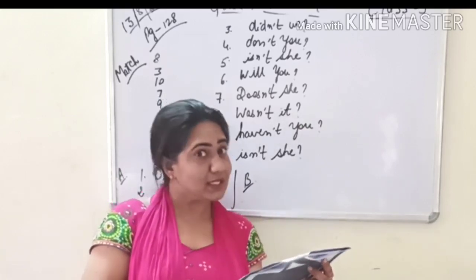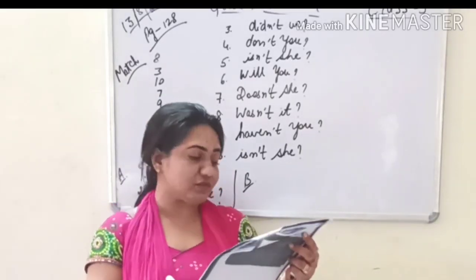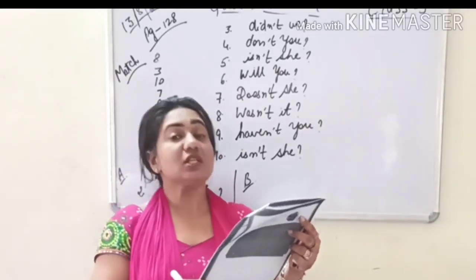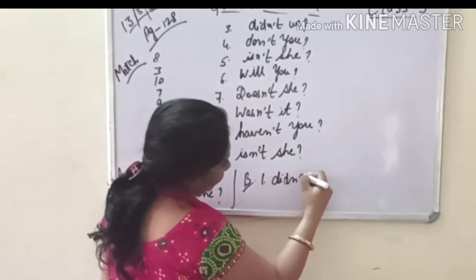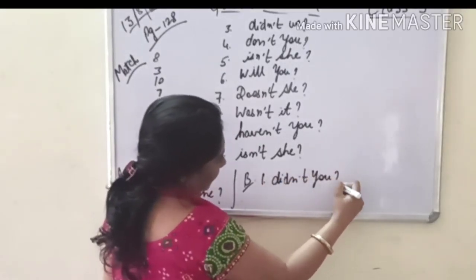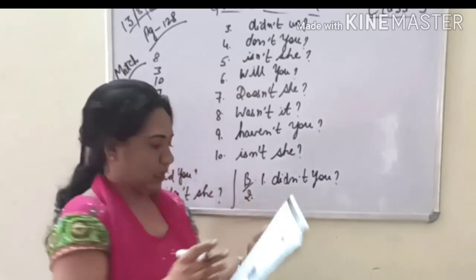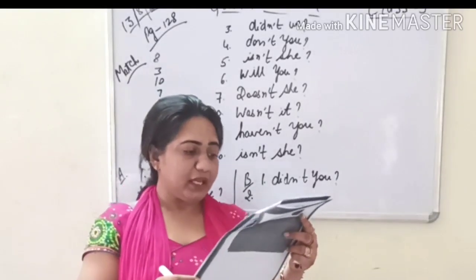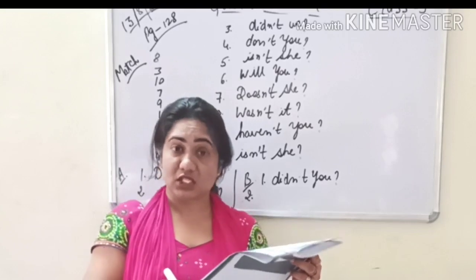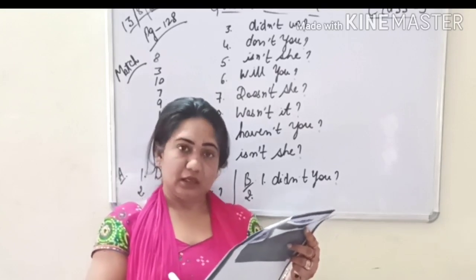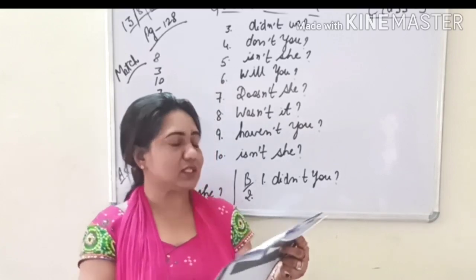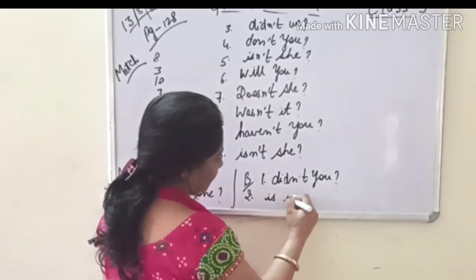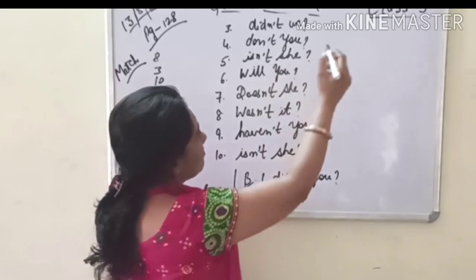So positive sentence is there, so we need to change it into negative. So how will we do? Didn't you? What we will write? Didn't you? This way plus your question mark. Next one. The whipped cream isn't too sweet. Now, is helping verb. It is negative sentence. So make it positive now. Is it? Plus your question mark.